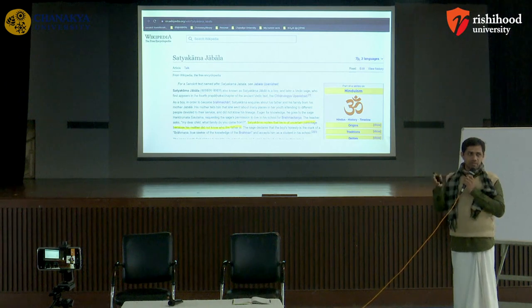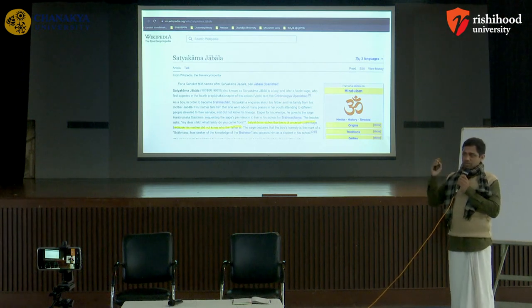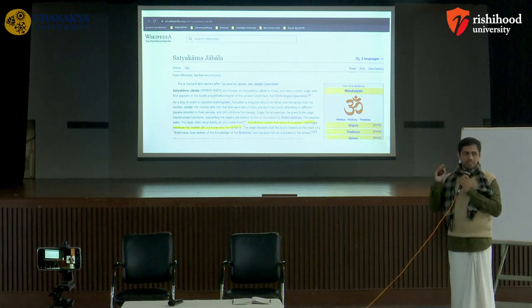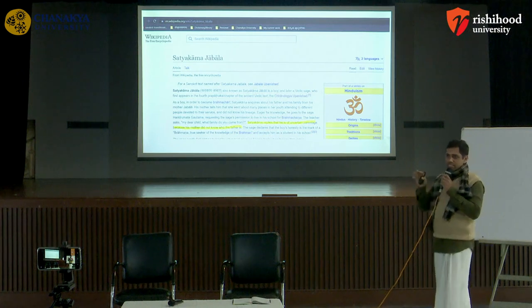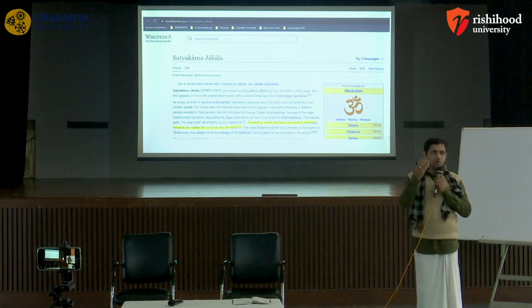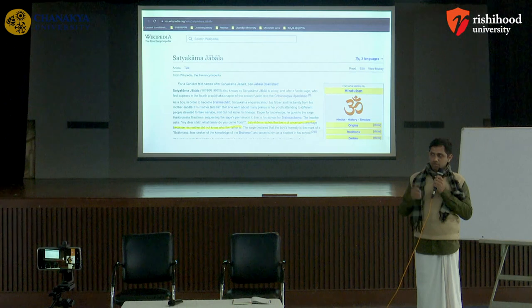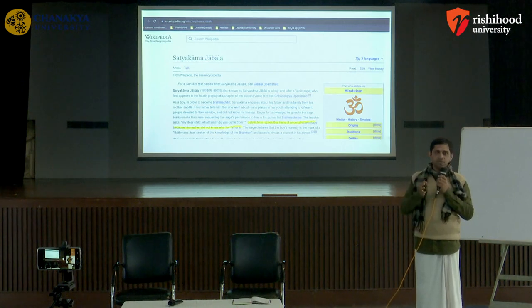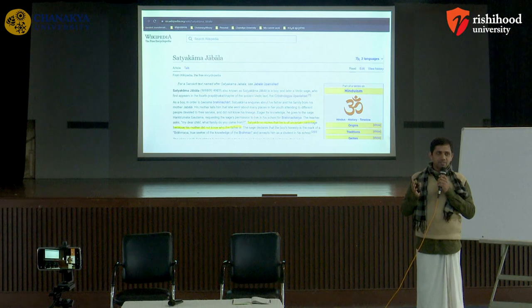Jabala was the mother of Satyakama. Satyakama goes to his teacher, and the teacher asks, what is your gotra? Then he goes back to his mother and asks, what is my gotra? She says, I don't know your gotra, but you say you are Satyakama Jabala, son of Jabala.